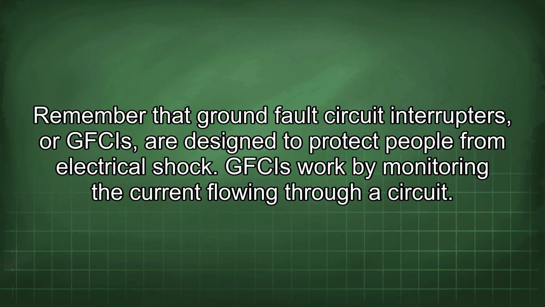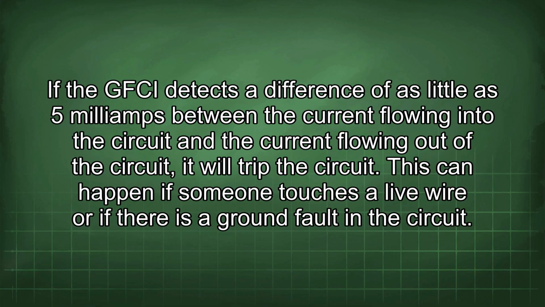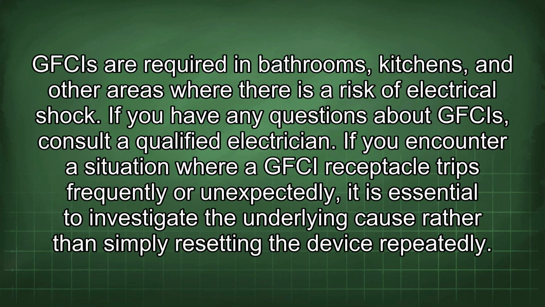Remember that ground fault circuit interrupters, or GFCIs, are designed to protect people from electrical shock. GFCIs work by monitoring the current flowing through a circuit. If the GFCI detects a difference of as little as 5 mA between the current flowing into the circuit and the current flowing out of the circuit, it will trip the circuit. This can happen if someone touches a live wire or if there is a ground fault in the circuit. GFCIs are required in bathrooms, kitchens, and other areas where there is a risk of electrical shock. If you have any questions about GFCIs, consult a qualified electrician.